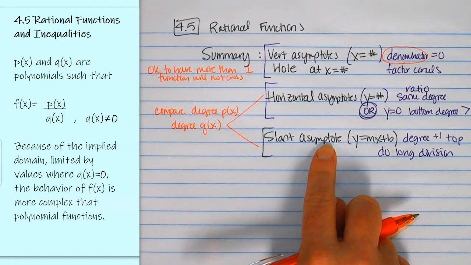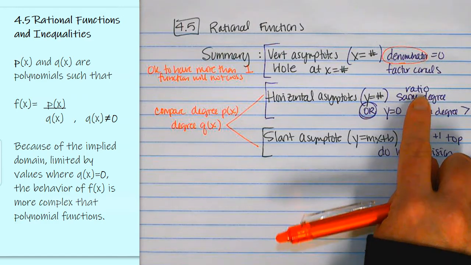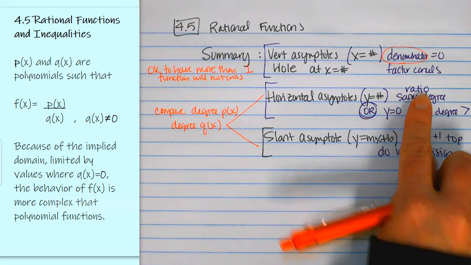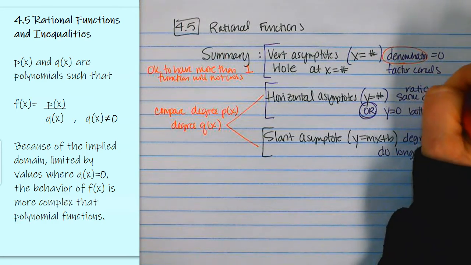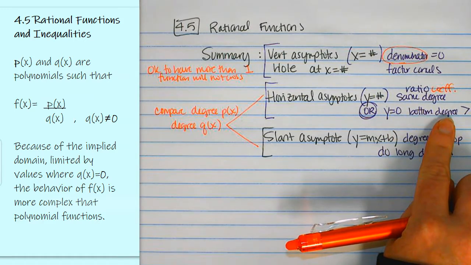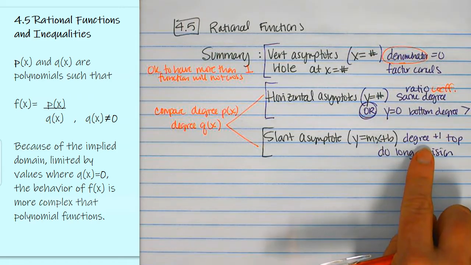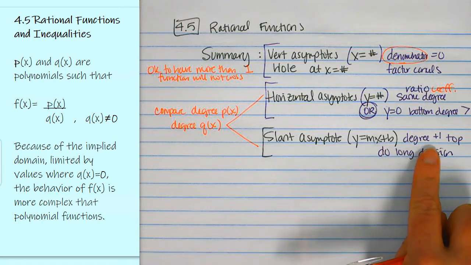You can have multiple vertical asymptotes, but you're either going to have the same degree, which would be the ratio of the coefficients, or you're going to have the bottom degree bigger. So bottom degree larger is going to be y equals 0. Or you're going to have the degree larger on top. And in precalculus, we stick to just solving when the degree is +1.